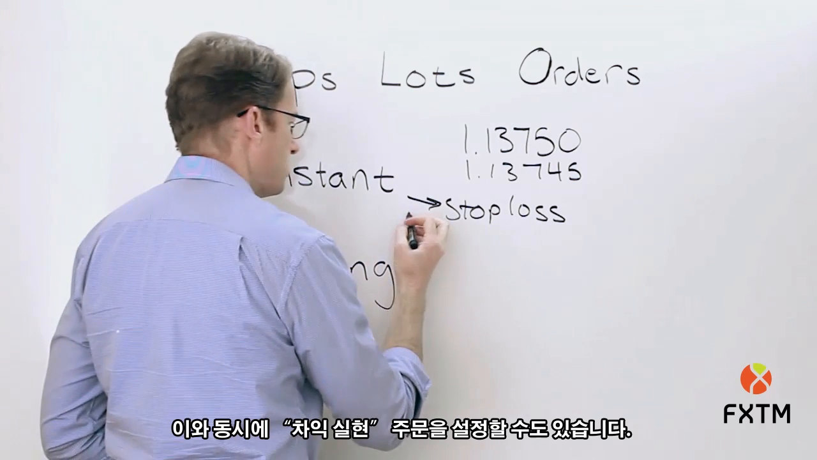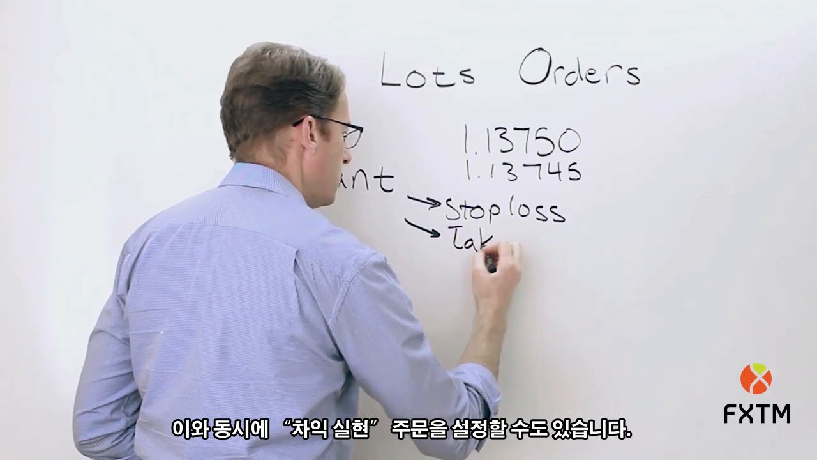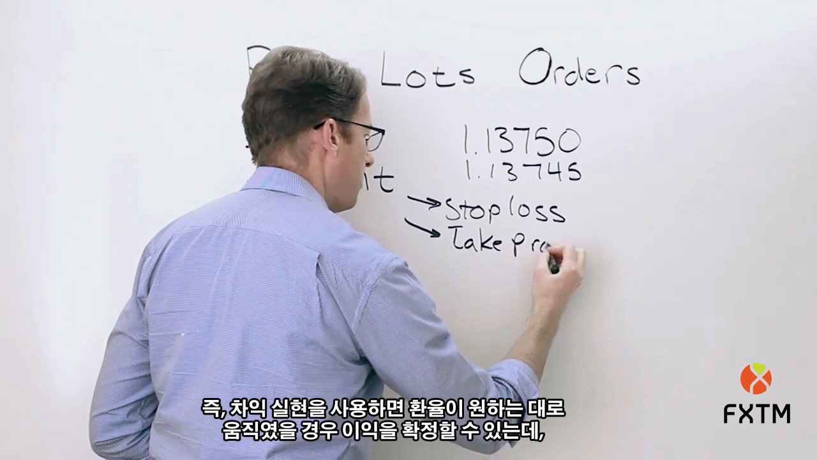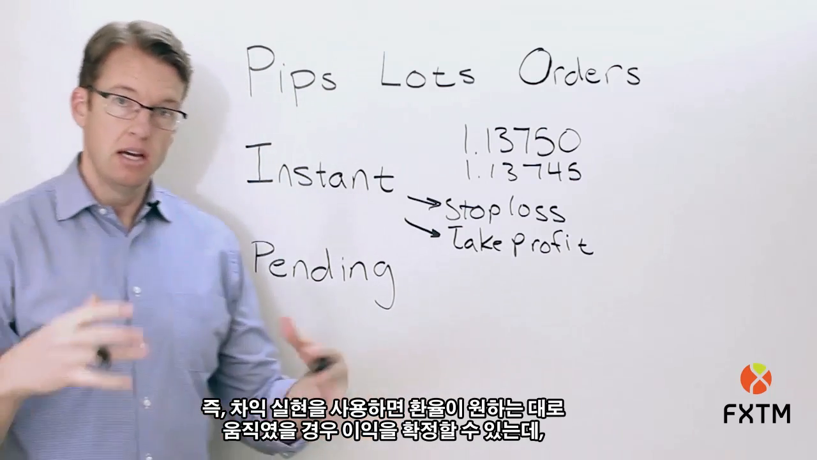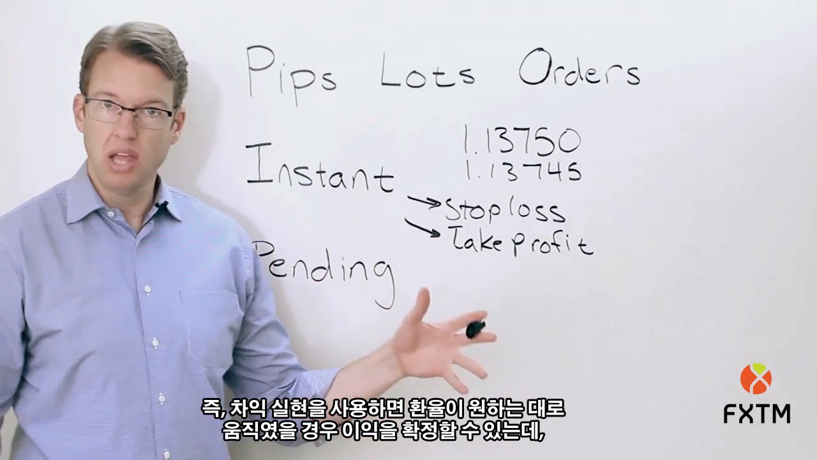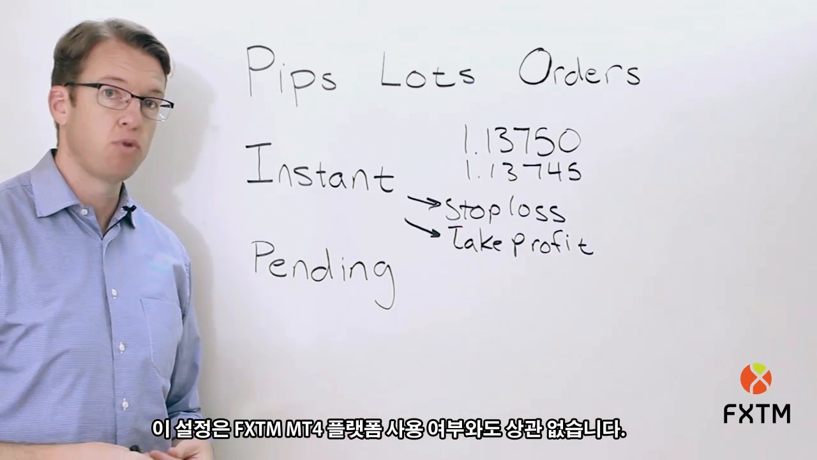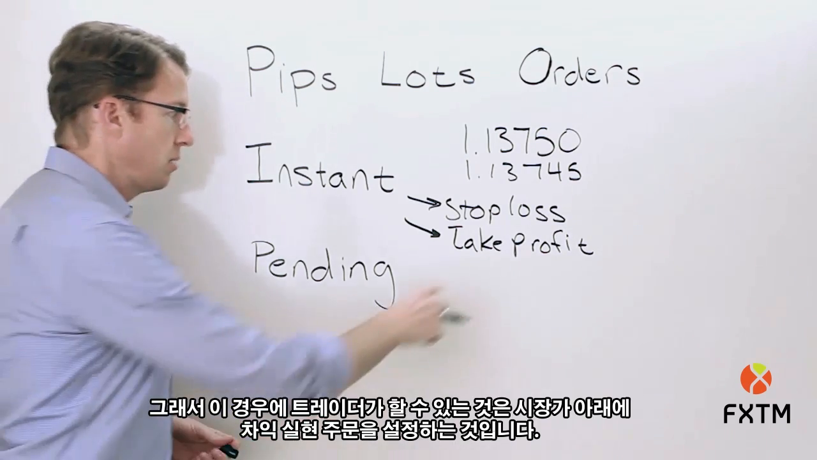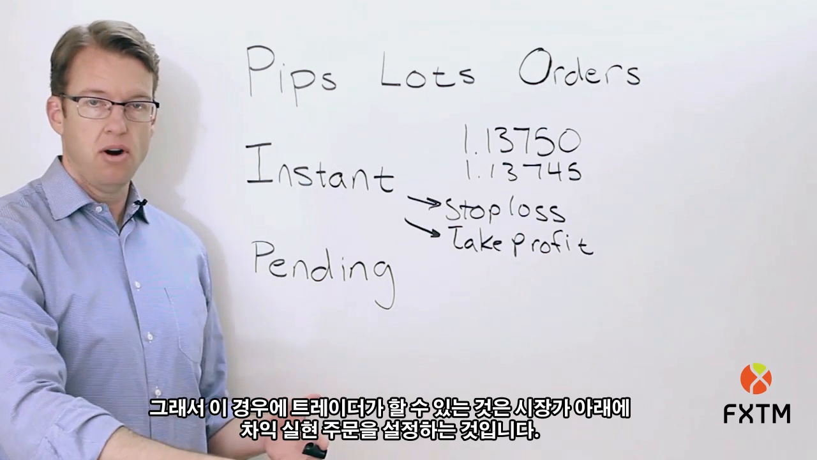Well, they can also set another order at the same time called a take profit. So the take profit will allow them to take their profits off the table if the exchange rate gets to where they had planned, even whether they're in front of their FXTM MT4 platform or not. So they're able to, in this case, put a take profit order underneath the market.